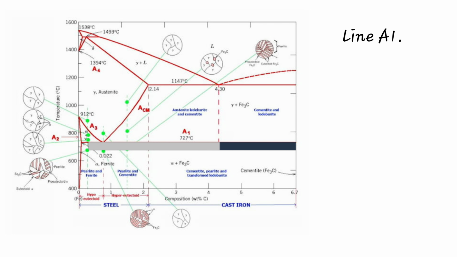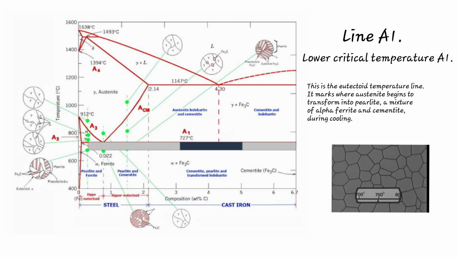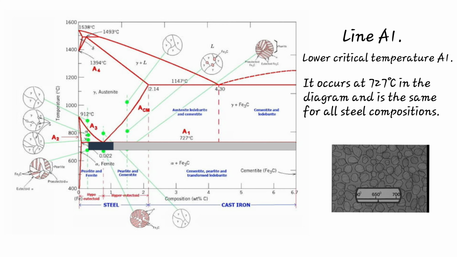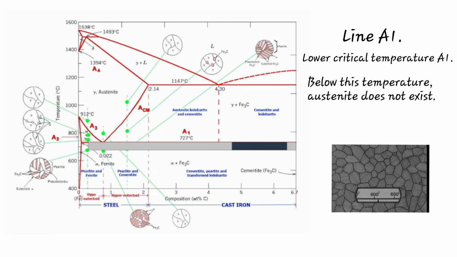Line A1. Lower critical temperature A1. This is the eutectoid temperature line. It marks where austenite begins to transform into pearlite, a mixture of alpha ferrite and cementite, during cooling. It occurs at 727 degrees Celsius in the diagram and is the same for all steel compositions. Below this temperature, austenite does not exist.